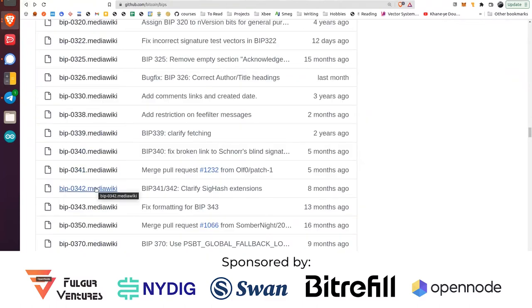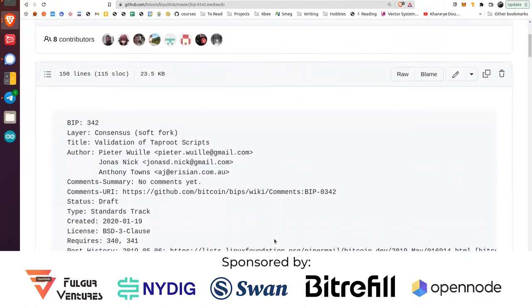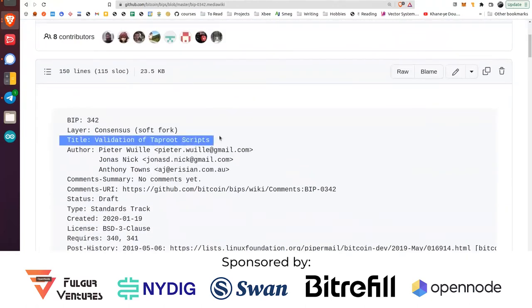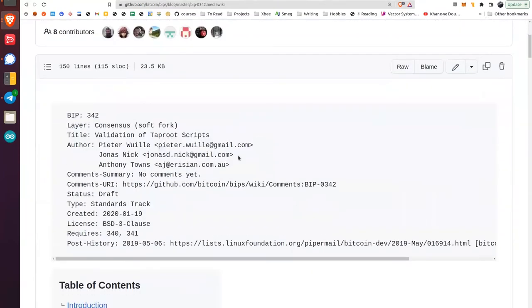Okay, so I said there are four BIPs. Let's keep going because I feel like I need to prove that this is actually correct. And then there was a third BIP, 342. What does this do? The title is validation of Taproot scripts.